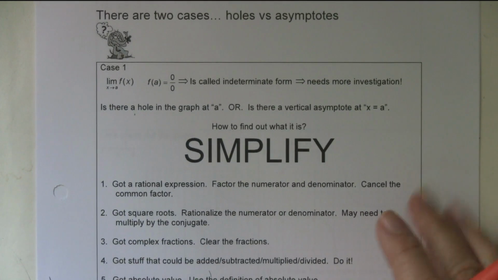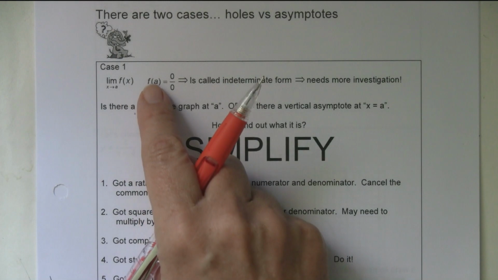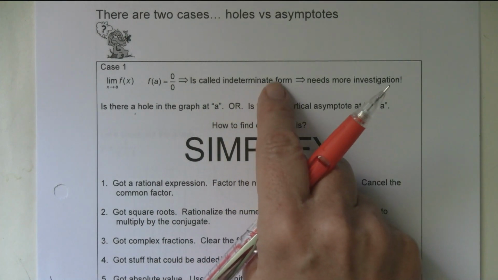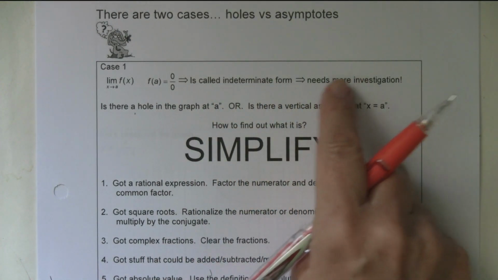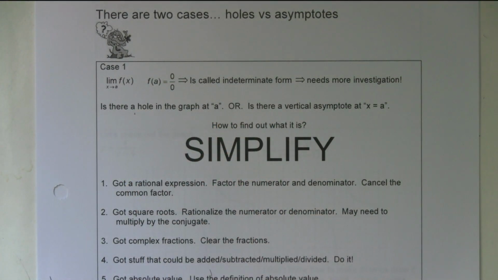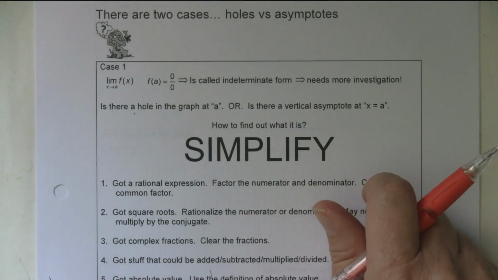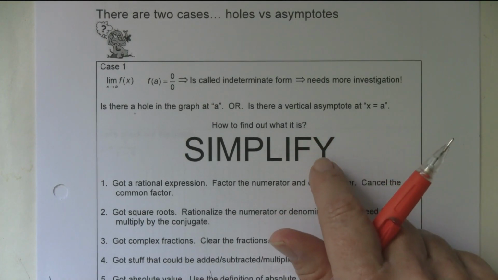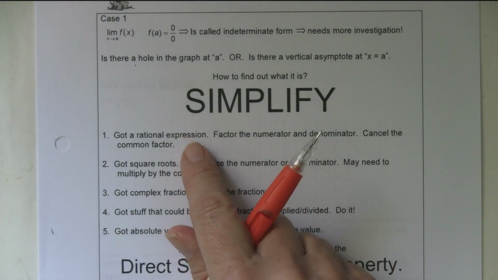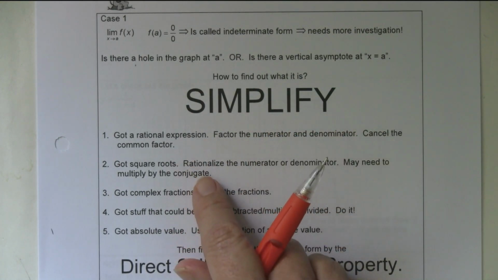And so this is the first case we're going to look at, the limit as x goes to a of f of x. When you substitute in, if you get 0 divided by 0, this is called indeterminate form, and it needs more investigation. My suspicion when I get 0 over 0 is there might be a hole in the graph at a. It also might be a vertical asymptote at x equals a. You find out which one it is by simplifying. If you have a rational expression, then you might be able to factor the numerator and the denominator and cancel out a common factor.